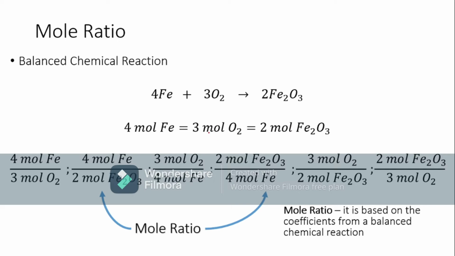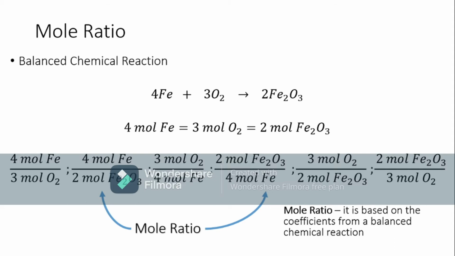3 moles of O2 over 4 moles of Fe. 2 moles of Fe2O3 over 4 moles of Fe. 3 moles of O2 over 2 moles of Fe2O3. And 2 moles of Fe2O3 over 3 moles of O2. So we can use the mole ratio based on the coefficients that can be found in a balanced chemical reaction.